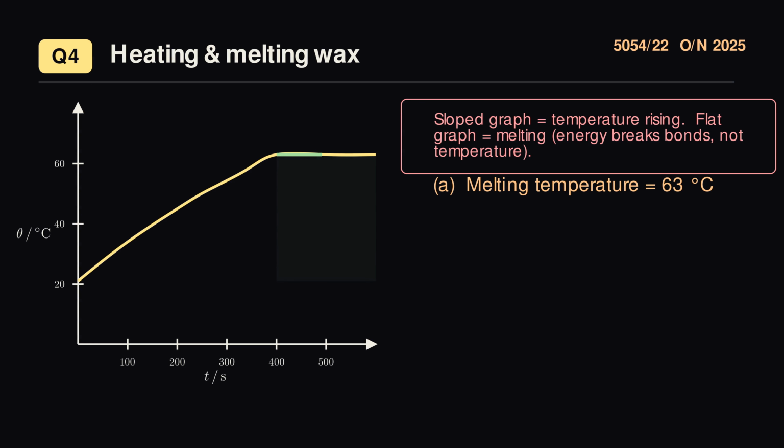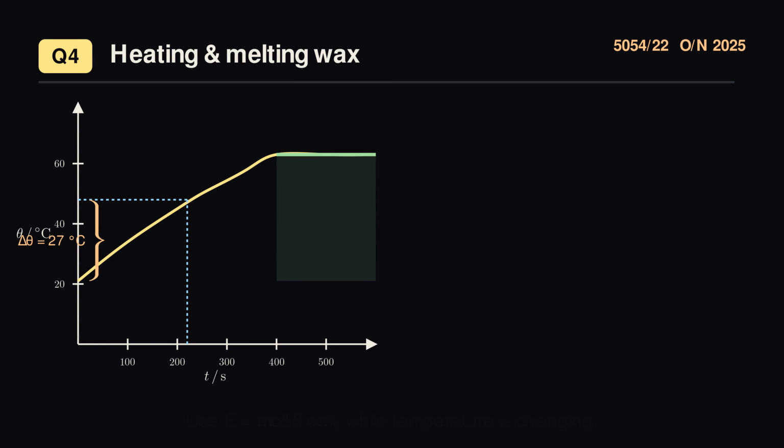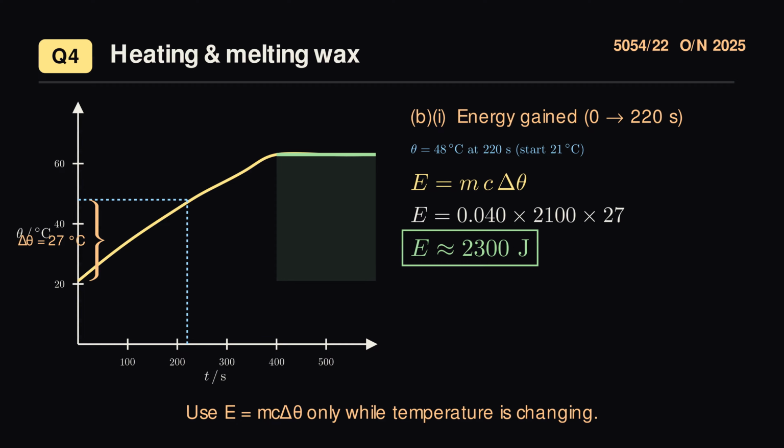Part A. The melting temperature is 63 degrees Celsius, read from the horizontal section on the graph. Part B. Part 1. Energy gained from 0 to 220 seconds, while temperature is changing. Use E equals mc delta theta. With mass 0.040 kilograms, specific heat capacity 2100, and temperature rise 27 degrees, the energy is about 2300 joules.